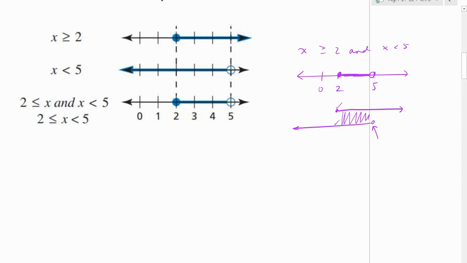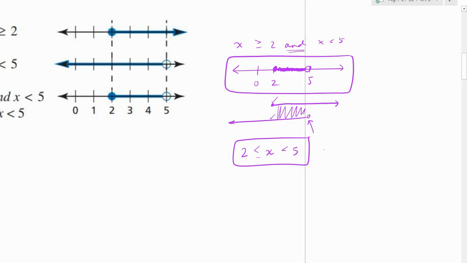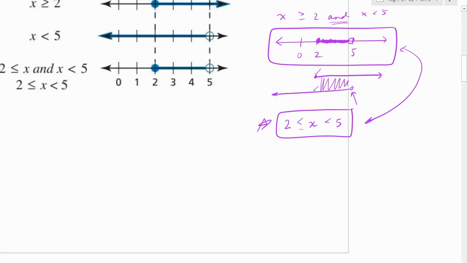So there's my graph. Okay, now there's a much easier way of explaining what numbers you're talking about instead of using the word and on this one. Notice how 2's on the left end, 5's on the right end, and almost all the numbers I'm concerned with are in between there. And 2's less than or equal to these numbers, and those numbers are less than 5. So this graph and this statement mean the same thing. And we prefer this one down here because it's just easier to think about. So let's try another one.